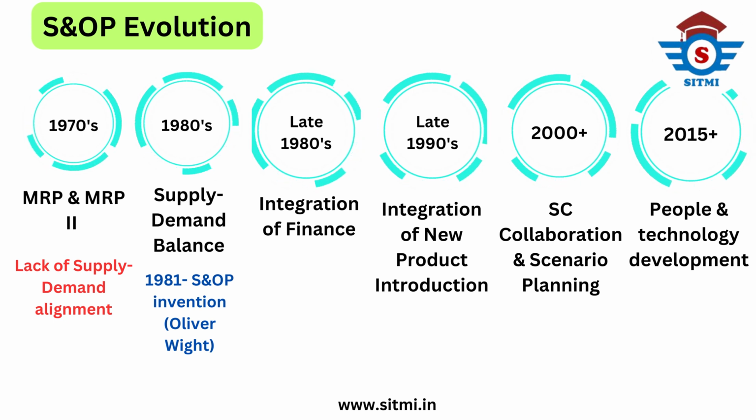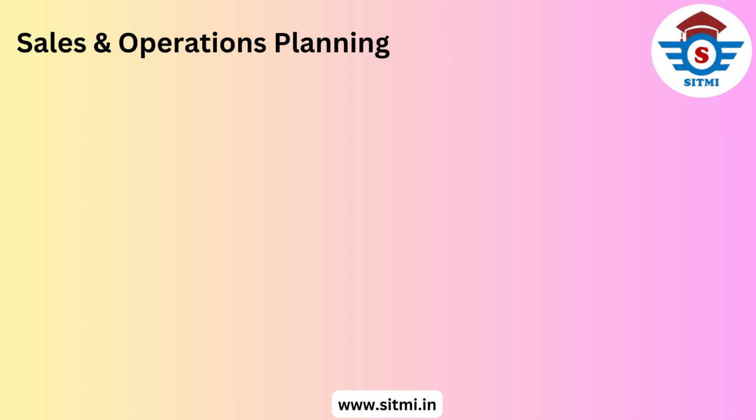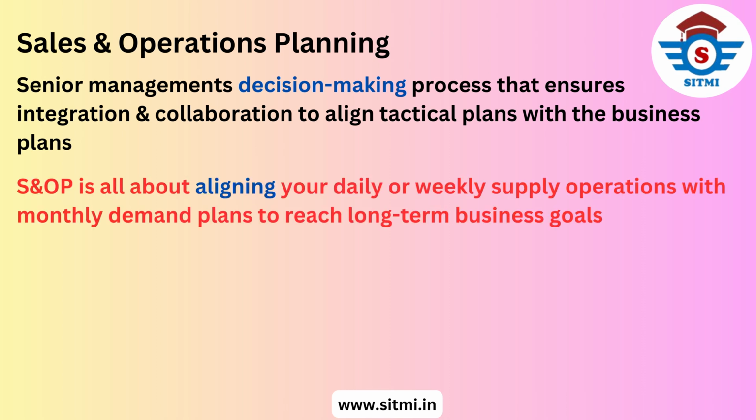Now let's see what the sales and operations planning process is. So we'll talk about what S&OP is. S&OP is a senior management's decision making process that ensures integration and collaboration to align tactical plans with the business plans. So this is a simple definition of S&OP. In other words, sales and operations planning is about aligning your daily or weekly supply operations with your monthly demand plans to reach long-term business goals.